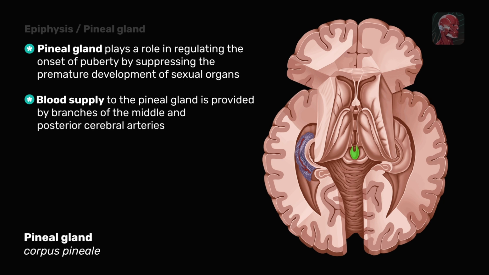Blood supply to the pineal gland is provided by branches of the middle and posterior cerebral arteries. Venous blood drains into the dural sinuses of the brain.